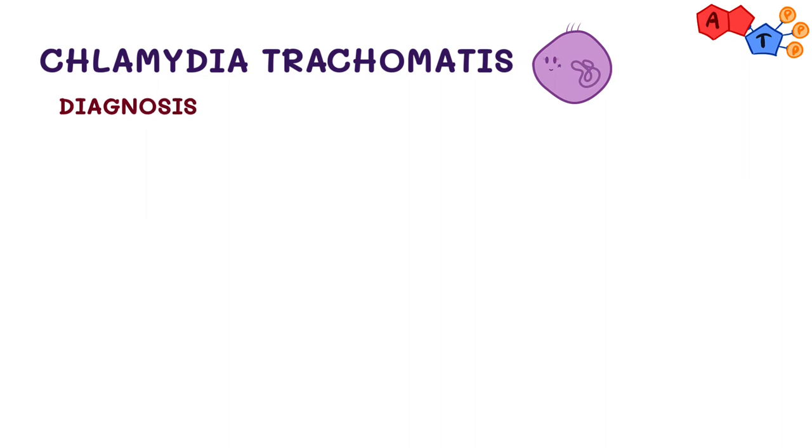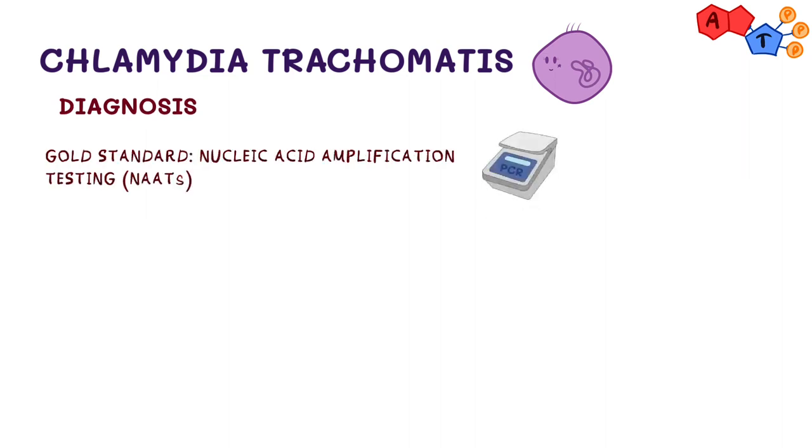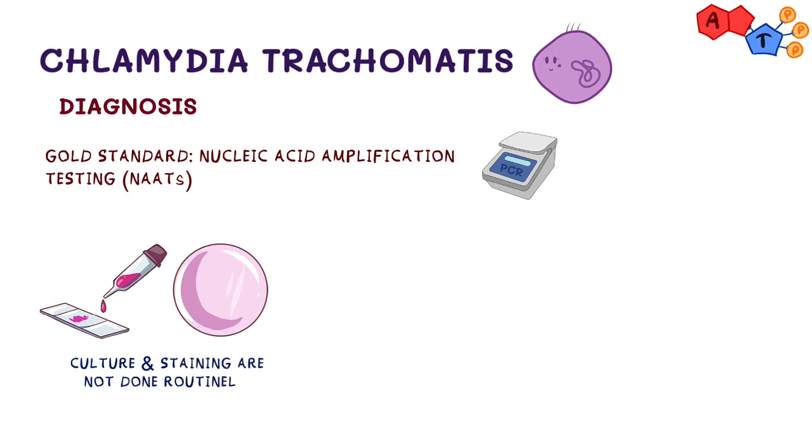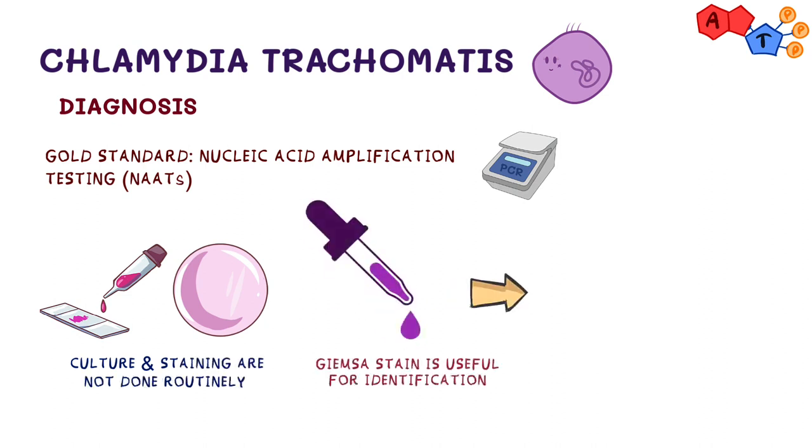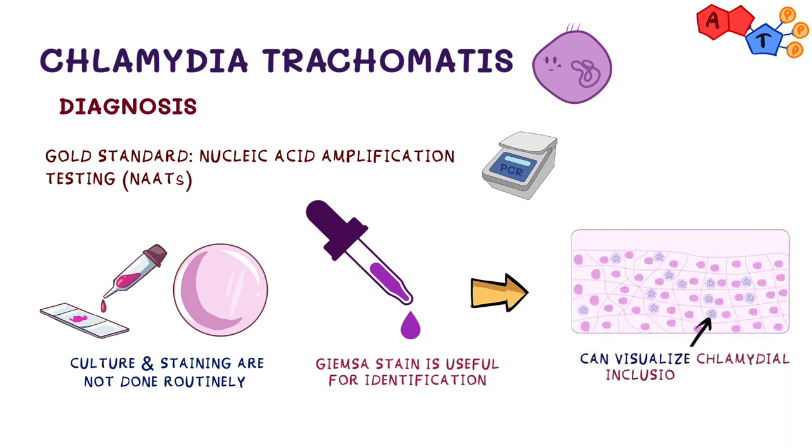The gold standard diagnosis for chlamydia is nucleic acid amplification testing. Culture and staining are not done routinely, but remember that Giemsa stain is very useful for identifying chlamydia. You will see chlamydial inclusion bodies in cytoplasm of epithelial cells.